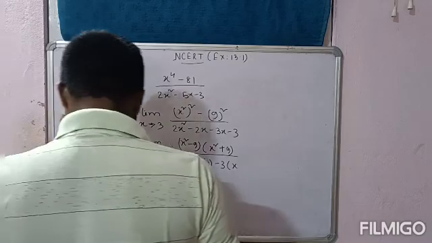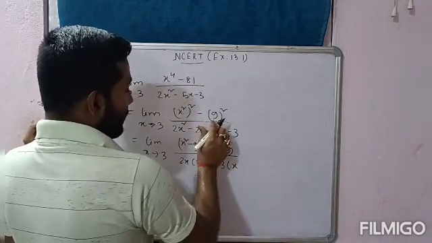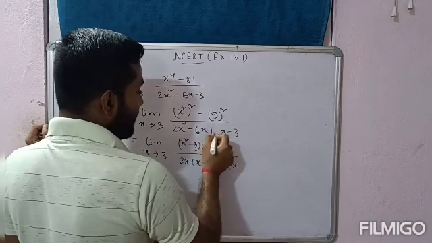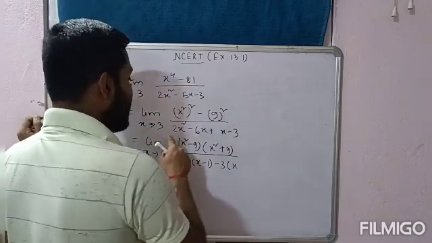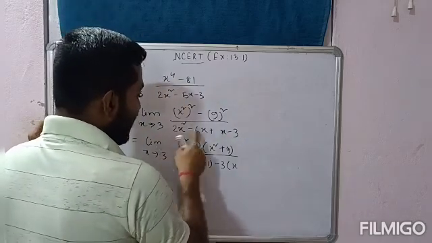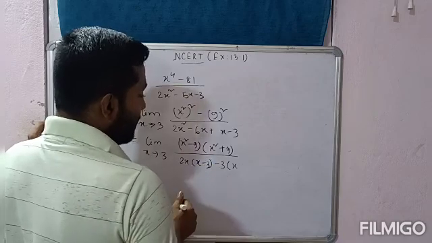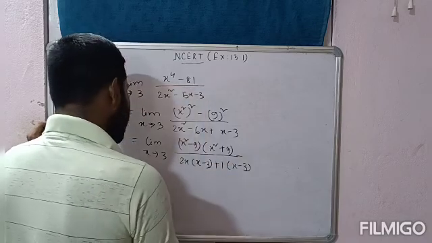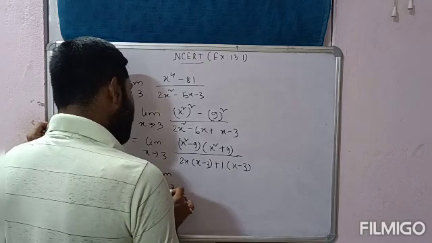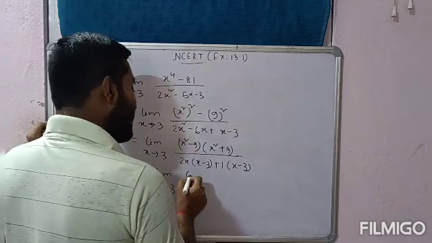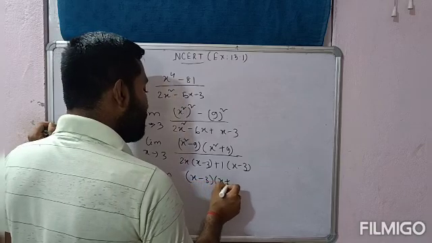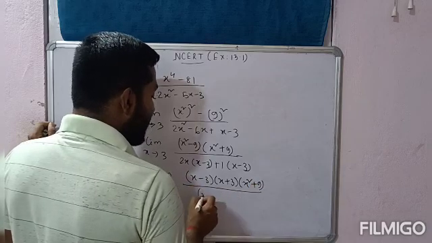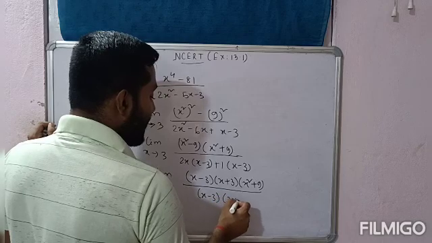This is 2x square minus 5x, so 2x square. Now if I write here minus 6x plus x, then see what will happen: if I take twice x common, it will be x minus 3, and similarly from here if I take plus 1 common, then it will be x minus 3. Okay, so this is equal to limit x approaches 3. X square minus 9 can be written as x minus 3 into x plus 3 into x square plus 9, divided by x minus 3 into twice x plus 1.